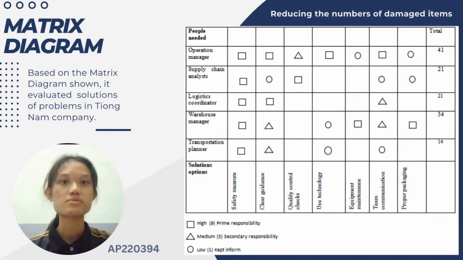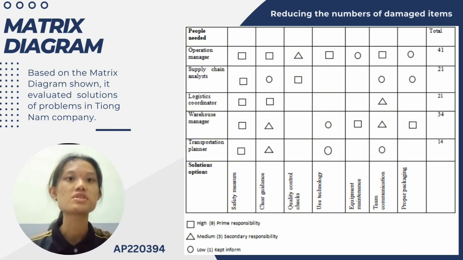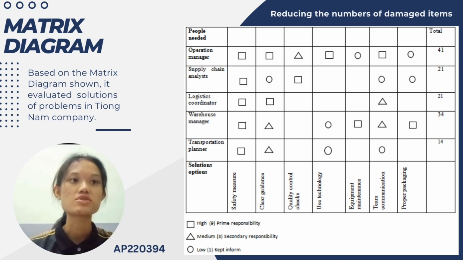Based on the matrix diagram shown, the responsibility of each team member of Dongnan is important to evaluate the solution and reduce the number of damaged items. Team members such as operation manager, supply chain manager, logistic coordinator, warehouse manager, and transportation planner take the main responsibility in safety measures in handling the items.